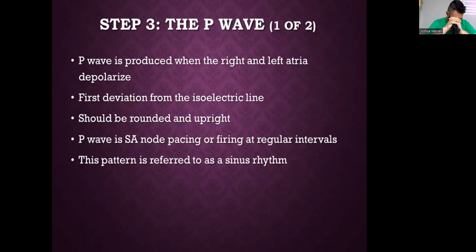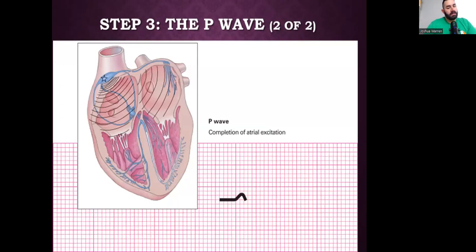Why? Electrical stimulation is going from the SA node. So if it's rounded and upright, I know it's coming from the SA node. If the morphology or the appearance is different, I know it's coming from somewhere other than the SA node. When it comes from the SA node, it's a sinus rhythm. What does it look like? It is rounded and upright. It looks the same across the board.